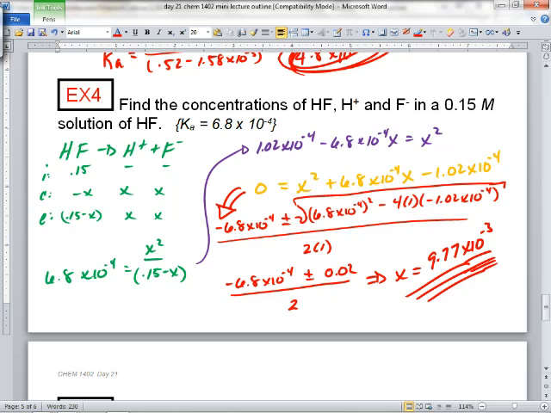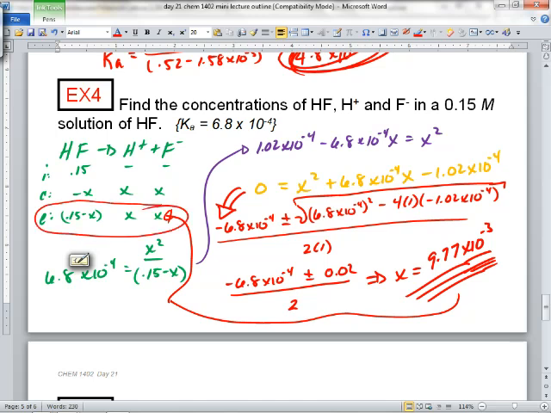And then you substitute back into here. Substitute all your x's in, and then you'll have all your answers, because they want to know what all the concentrations are. You should put big M, otherwise you have no units and you lose a point. So the H plus and the F minus are the same concentration, whatever X is. But the other one you have to subtract from 0.15.